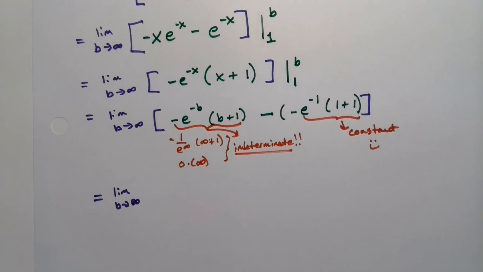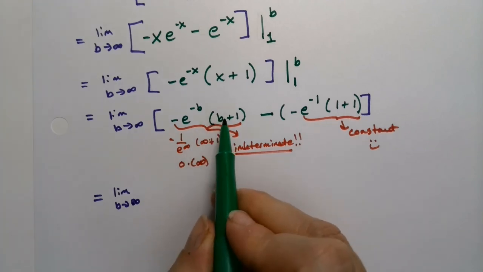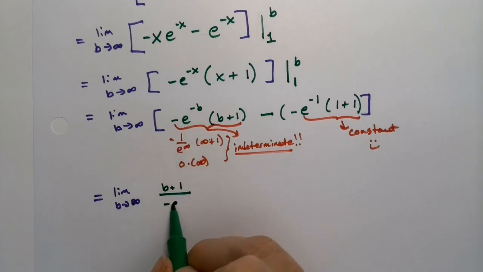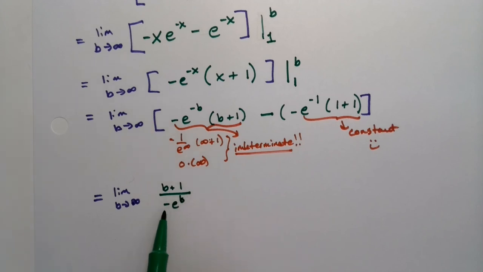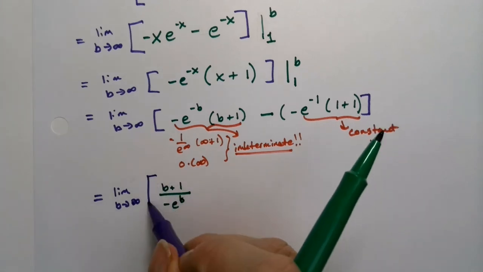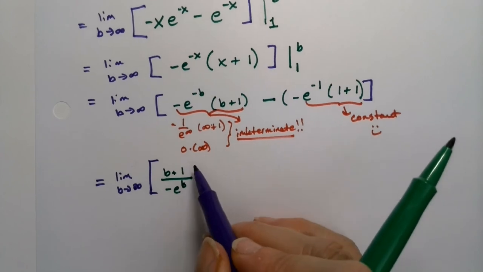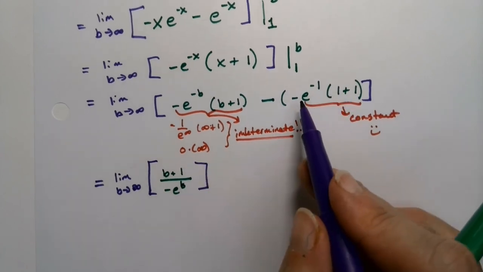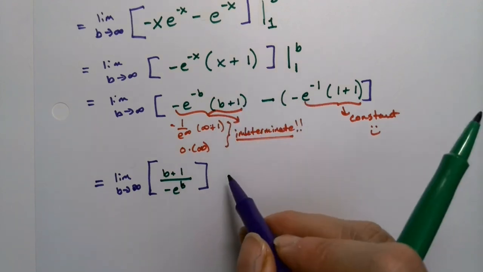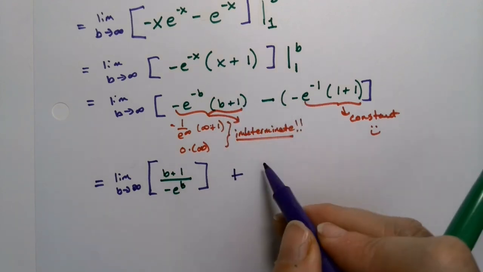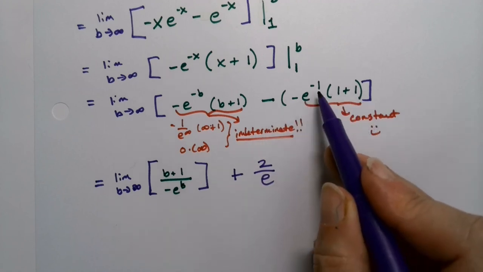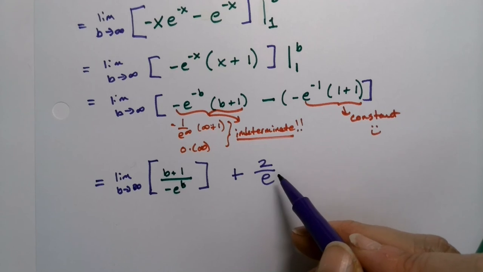I'm going to rewrite this just a little bit. So this is b plus 1 over negative e to the b, right? Because when we move it down, then it's going to go like that. And then we're going to stop the limit part there, because over here we're actually going to figure out what this is, because this is just a constant, right? This is not even involved with the b at all. There's no b in this. So it's plus 2 over e, right? Because a minus makes plus. That's 2 right there. And then this e to the negative 1 is over e, right?